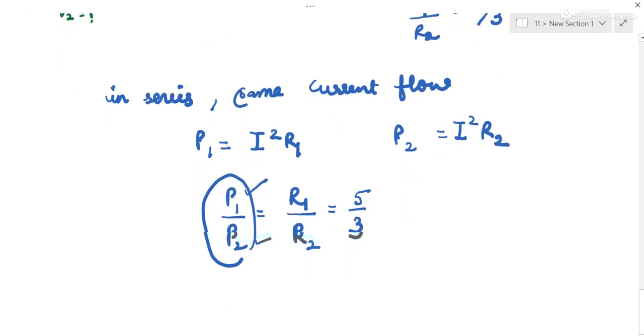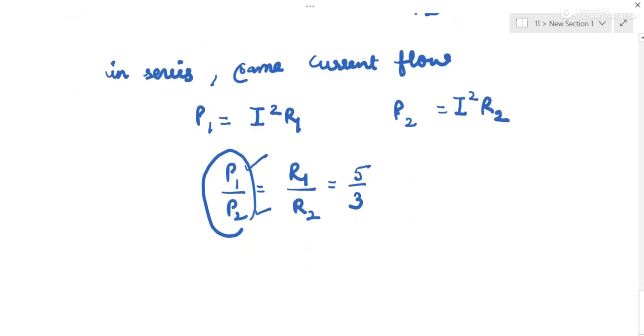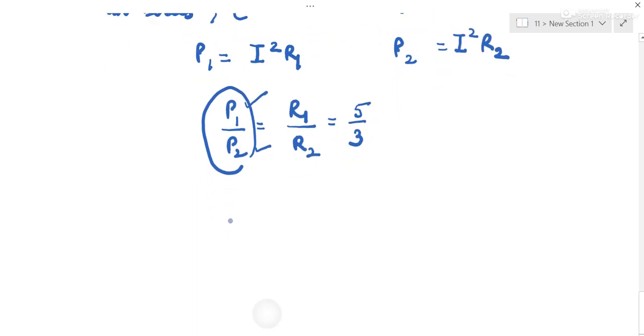Now we have to find out the voltage ratio also in series. So voltage across first divided by voltage across second is equal to, in series current remains same, R1 by R2. So the answer of this is also R1 by R2, which is 5 by 3.